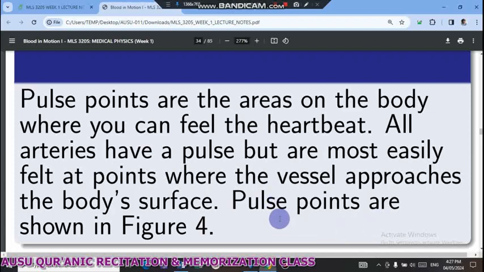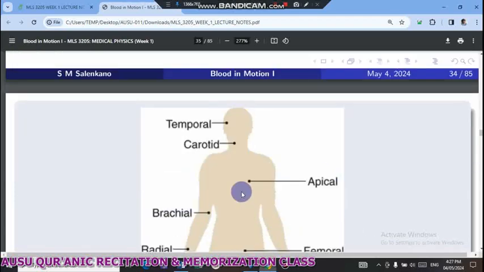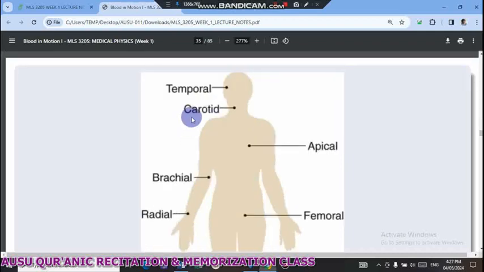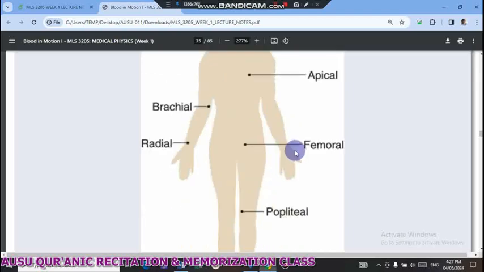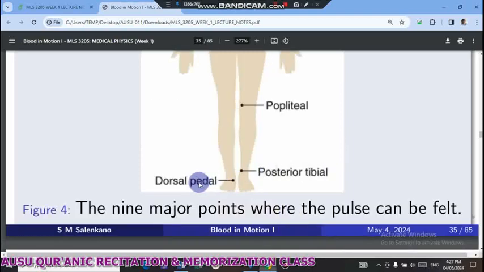Pulse points are shown in figure 4. You can see we have temporal, carotid, apical here on the chest, on the neck, on the head here, we have brachial, radial, femoral, popliteal, and then two down here, dorsal pedal and posterior tibial. The 9 major points where the pulse can be felt.